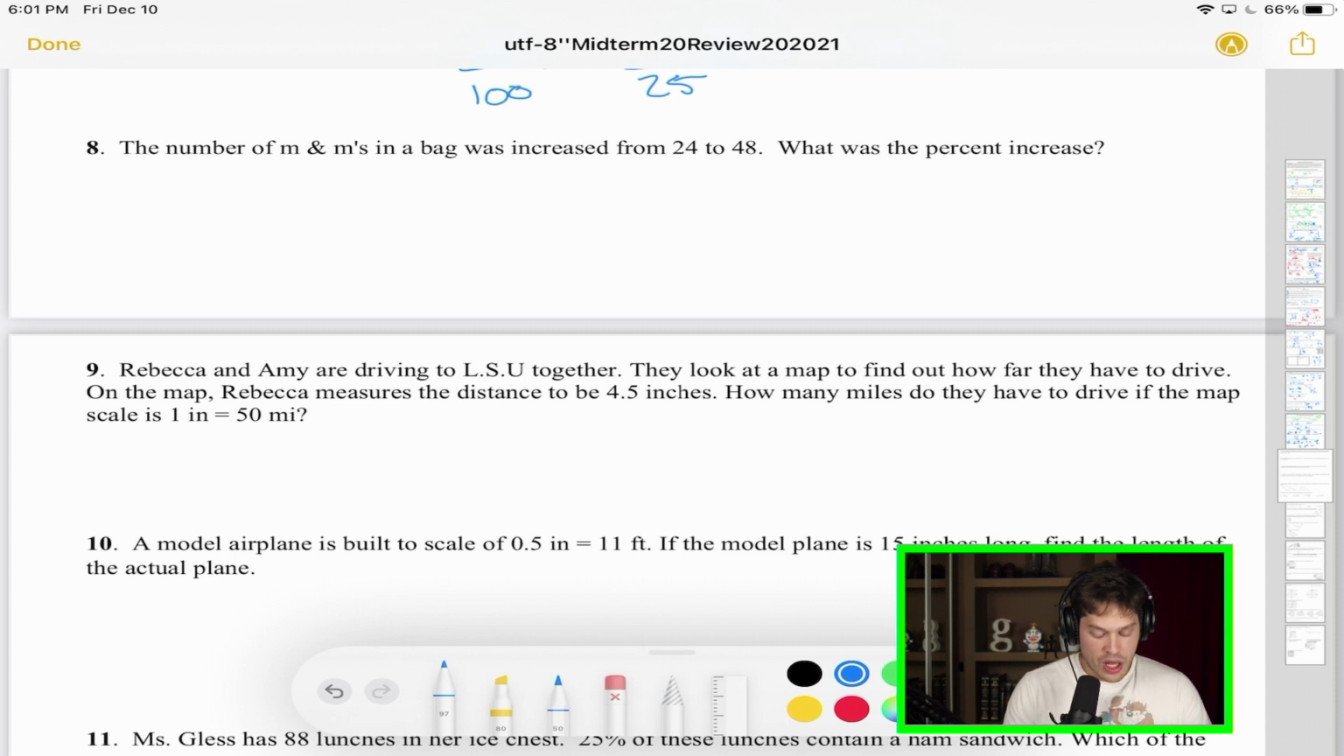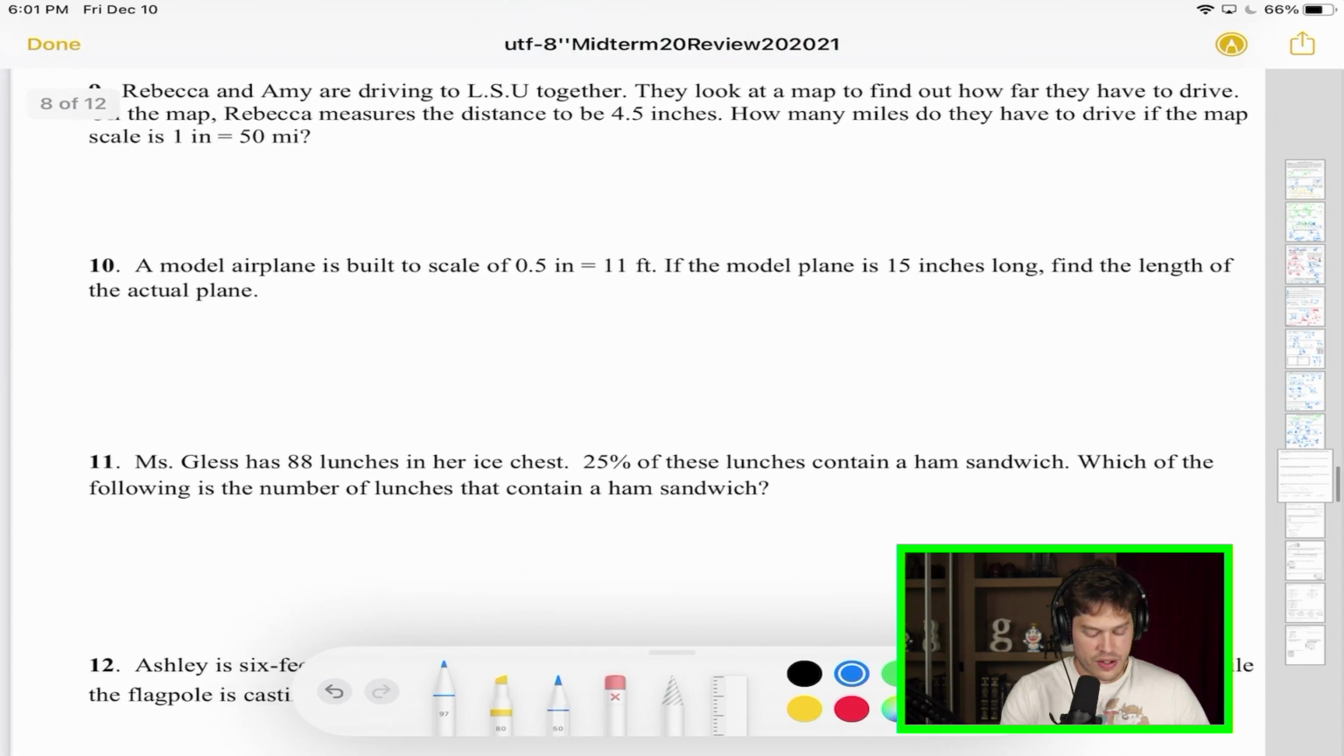Crazy. Okay, number 8. The number of M&Ms in a bag was increased from 24 to 48. What's the percent increase? Okay, so it doubled. If it doubled, then that's a 100% increase. If you double something, that's a 100% increase. Okay.